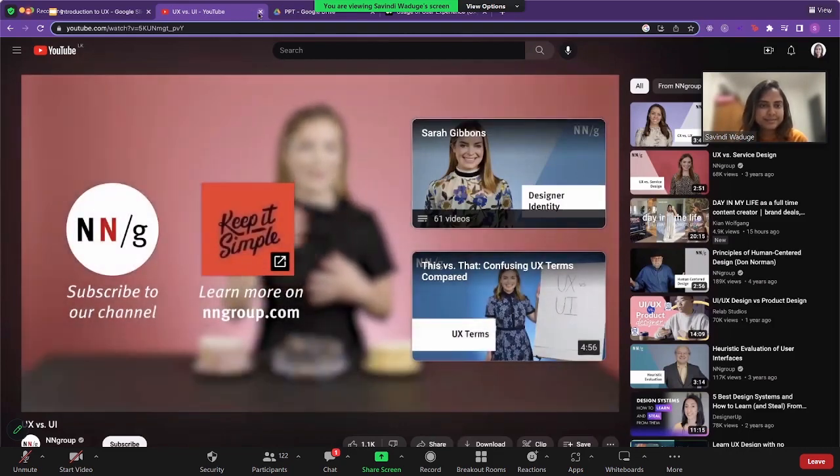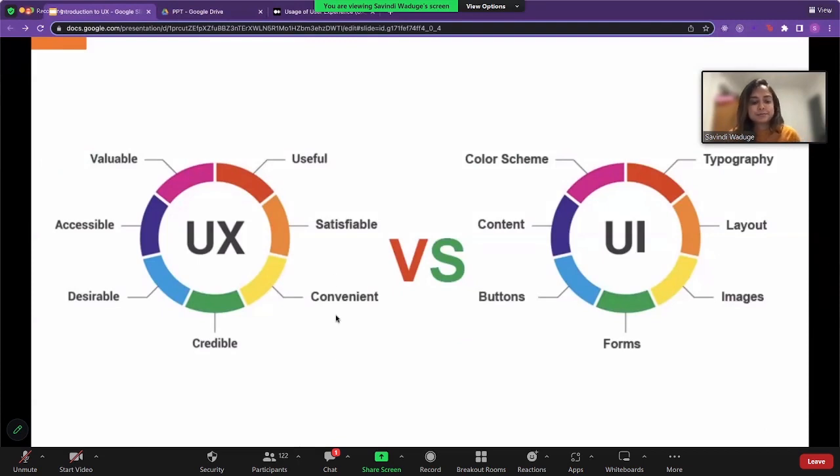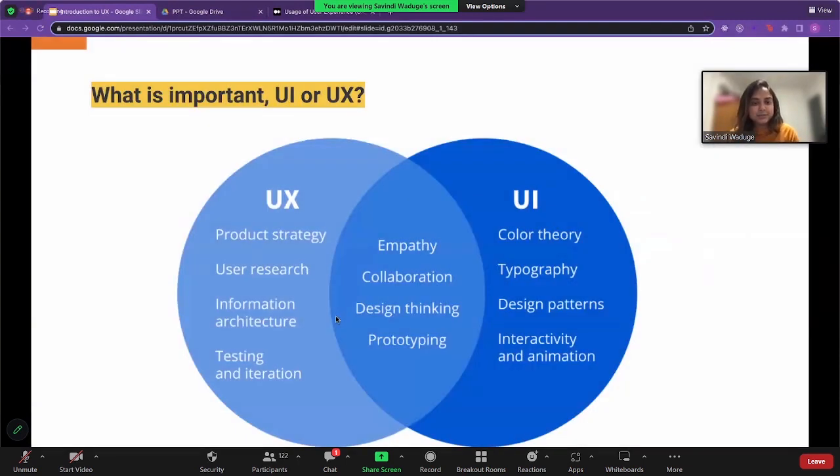Okay, so that's the very basic understanding of the difference between UI and UX. So yeah, I'm not going to explain it further because of the time constraint. I hope you understood it from that video.